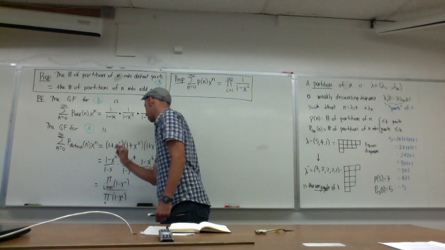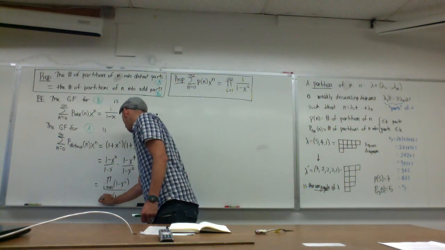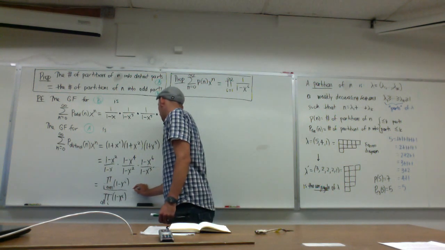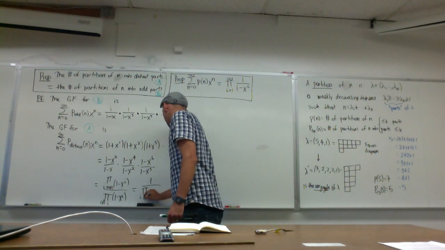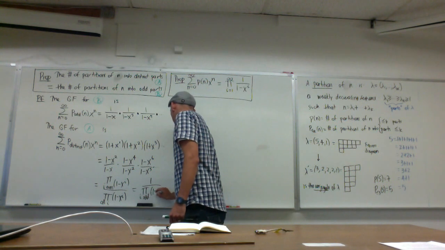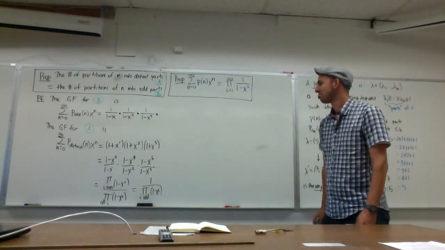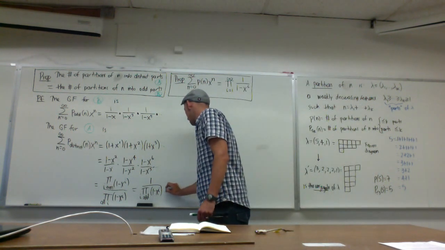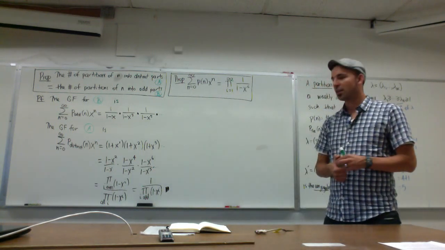Okay, so if I have all the evens here, and I have all the i's here, then the evens cancel with the evens here, and I'm going to get 1 over the product over i odd of 1 minus x to the i. Okay. Which is this. Any questions about it?